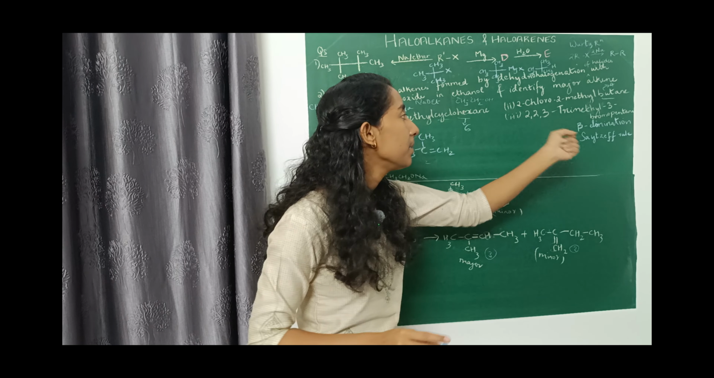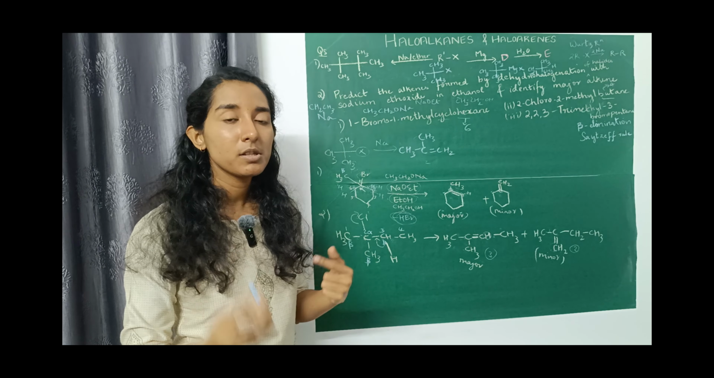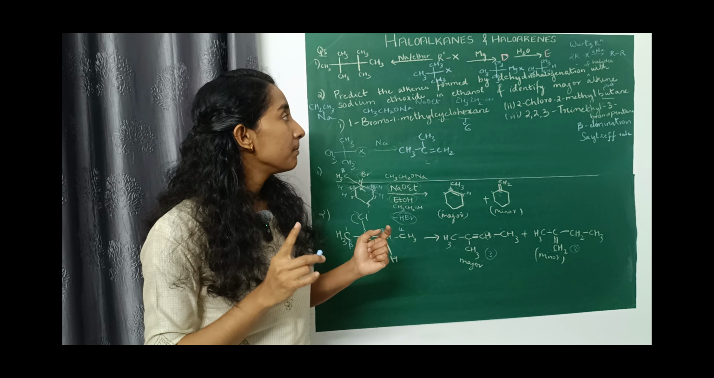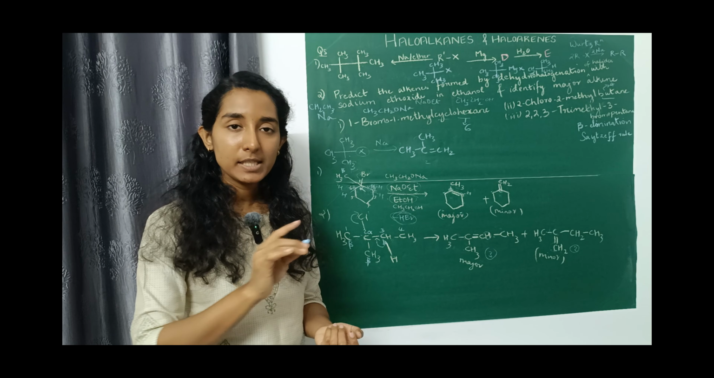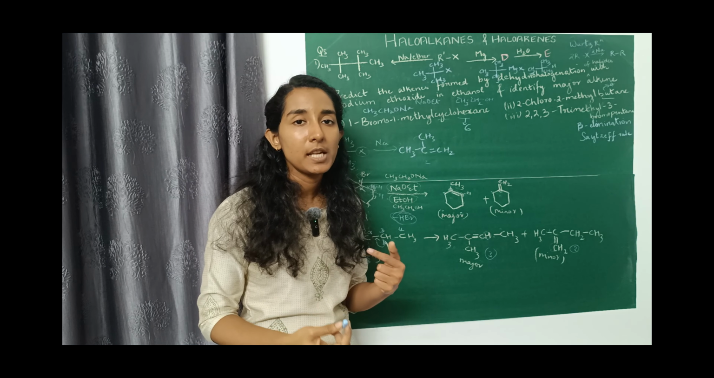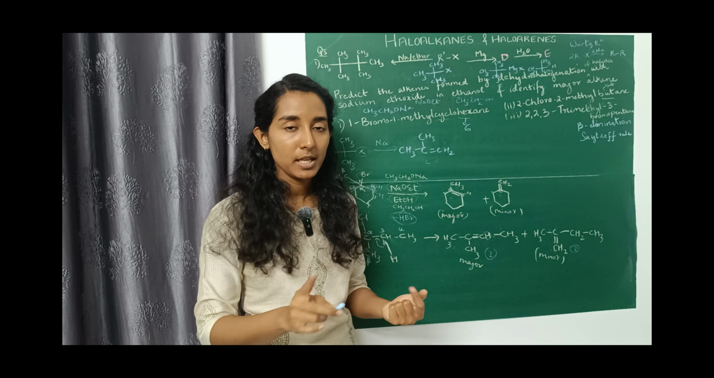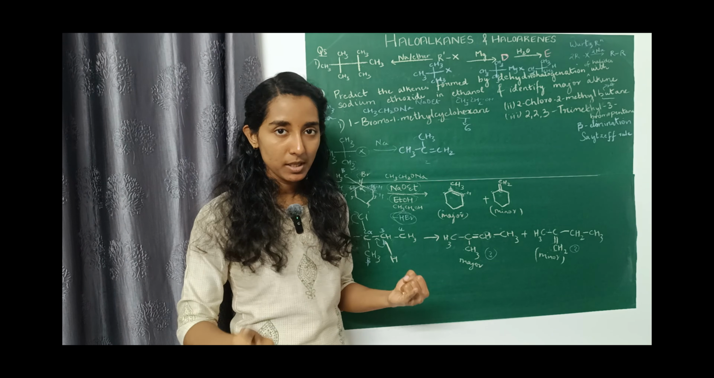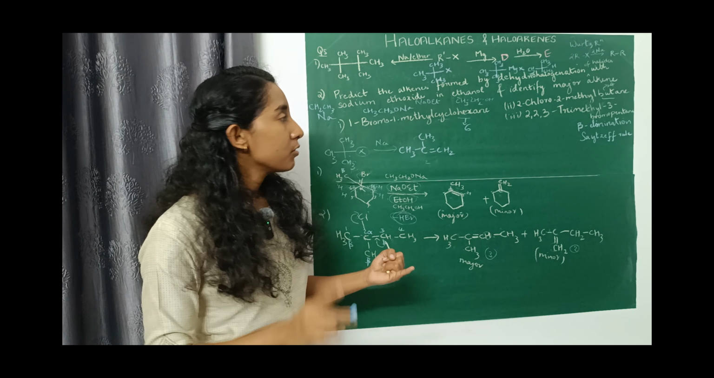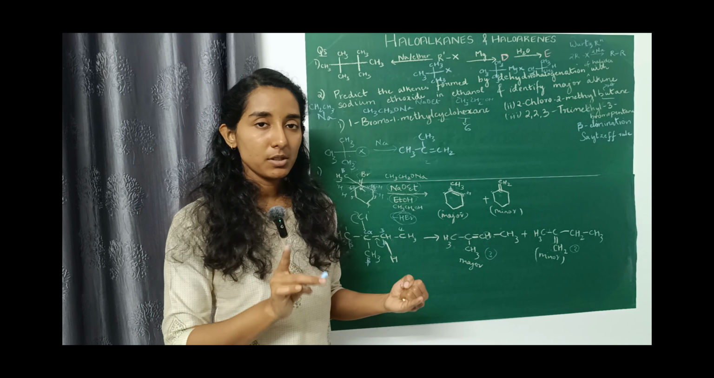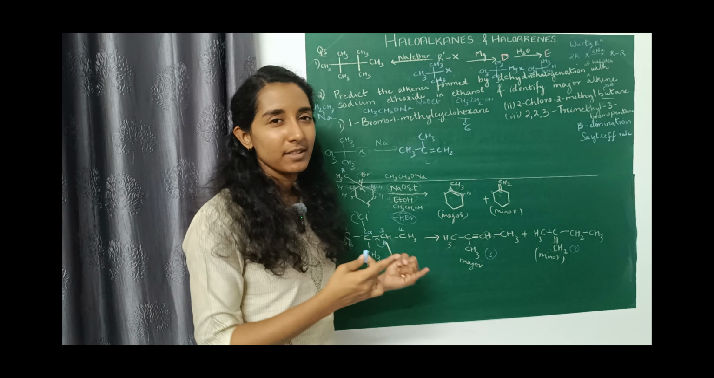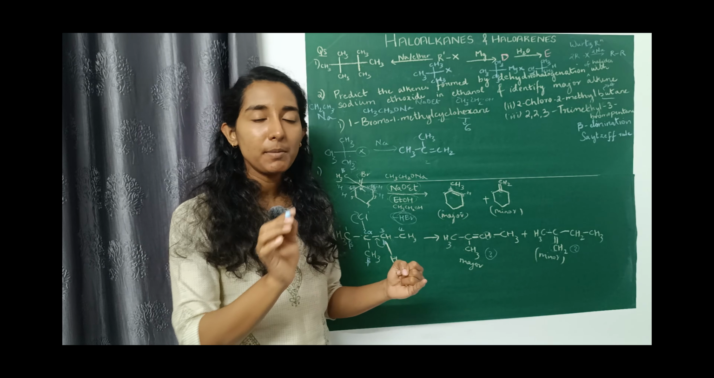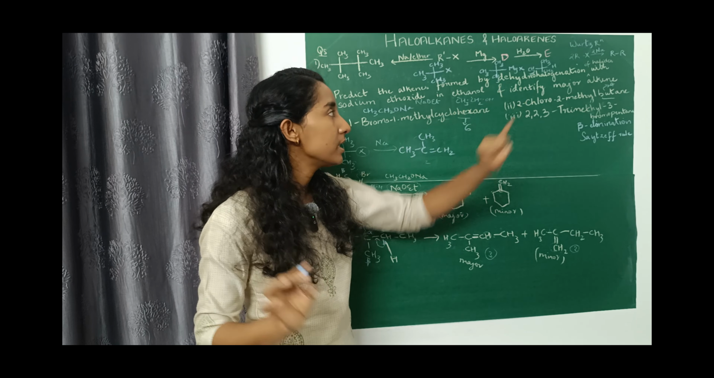2,2,3 trimethyl 3-bromopentane will also undergo beta elimination. The other way of saying it is dehydrohalogenation. Either it is beta elimination or you can say it as dehydrohalogenation. Remember that. If I have said it in the wrong way, just ignore it.